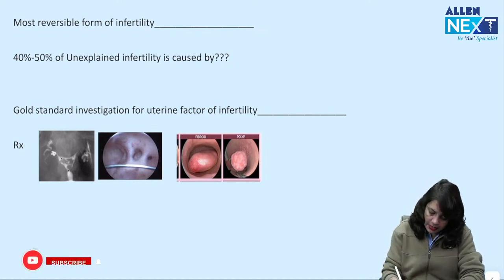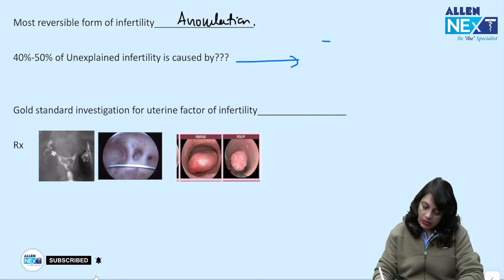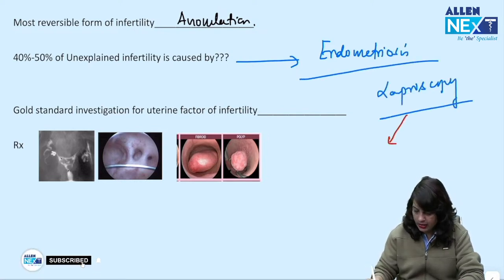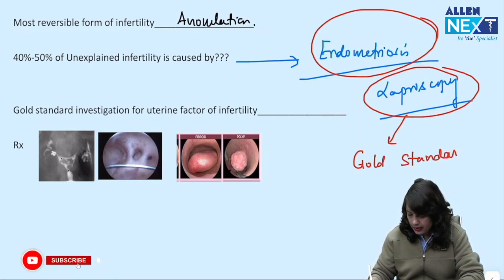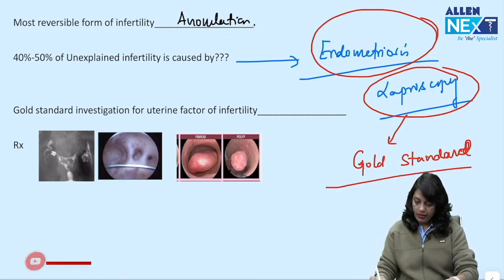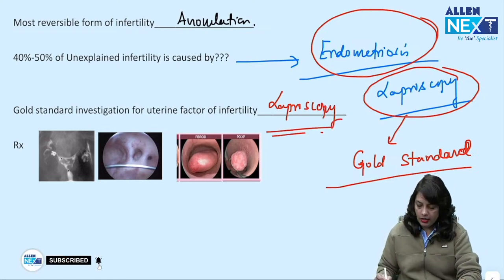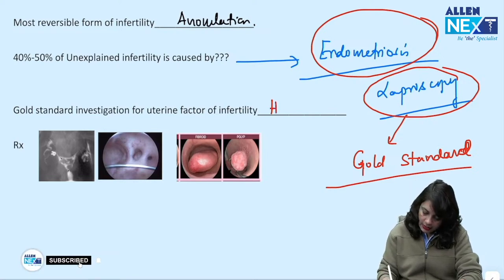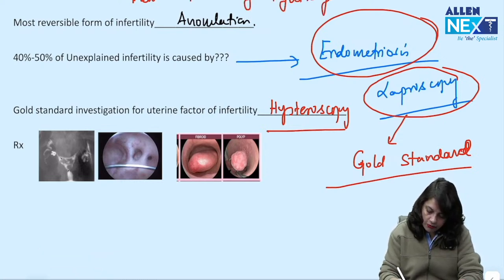So most reversible form of infertility is anovulation, as I have already mentioned. In 40 to 50% of unexplained infertility, the cause is endometriosis. So laparoscopy remains a very gold standard investigation, because we want to rule out endometriosis. So we can go for a laparoscopy. I have already mentioned the gold standard investigation for endometriosis is laparoscopy. And if I have to write the gold standard investigation for uterine factor of infertility, then your answer will be hysteroscopy. Now I am discussing female factor of infertility.